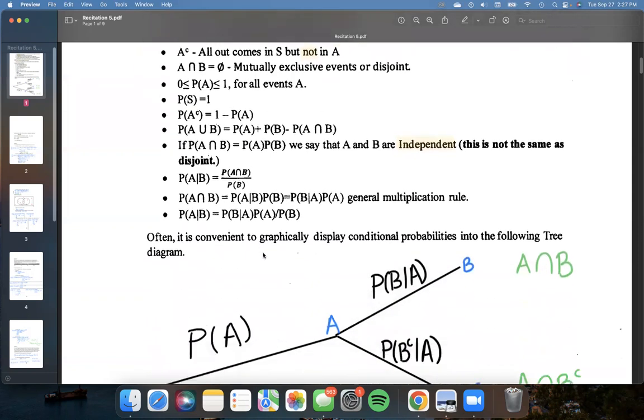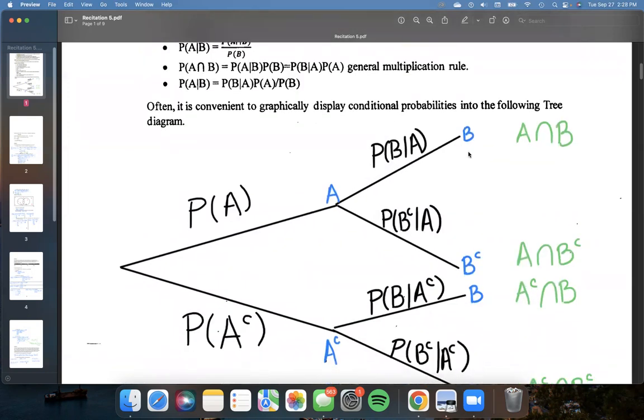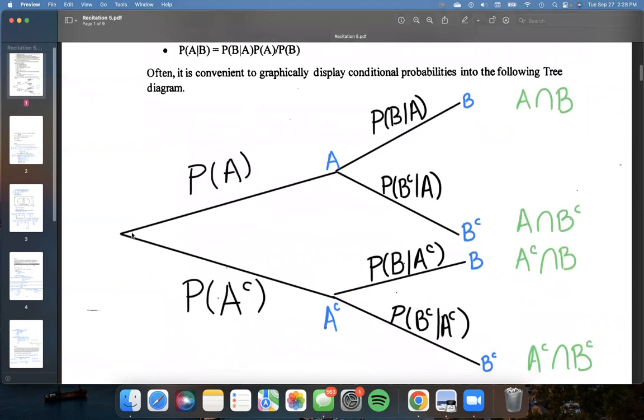All right, so often it is convenient to graphically display conditional probabilities in the following tree. So here we can have either event A occur or event A complement occur. So either A occurs or A does not occur. And so the probability of A occurring, so our end points would be like our events, and then we can think of these lines as like our probabilities.